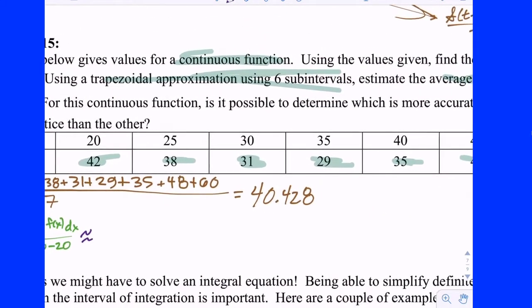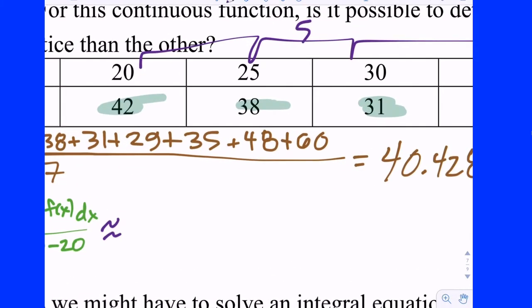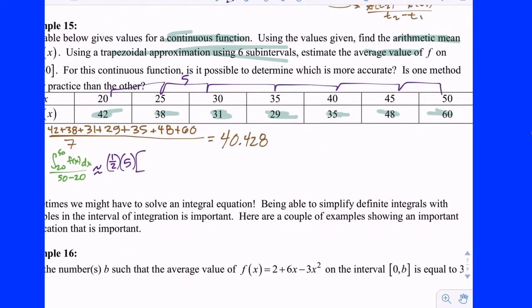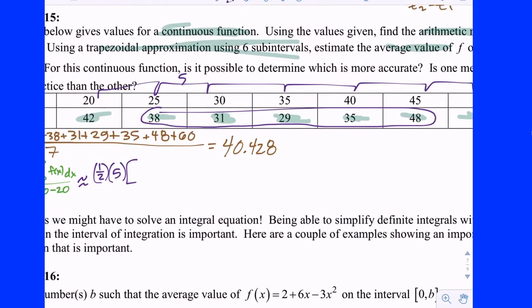So let's see what the delta x is first. We're going to use as many subintervals as the data allows. Notice your subinterval width conveniently is what? It's a constant 5. So I can factor out the 1/2, of course, and the 5 I can also factor out. And when you can factor out your delta x, then you can expedite the process because you're going to use all the y values, and remember the interior ones get used twice. But since they're associated with the same width on either side, you can just double them. So you're going to have 42 plus twice 38 plus twice 31.